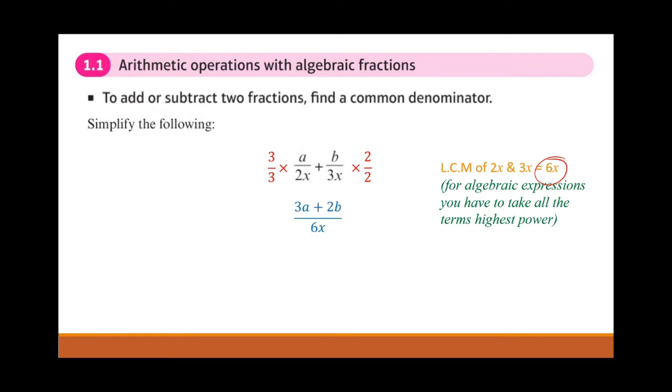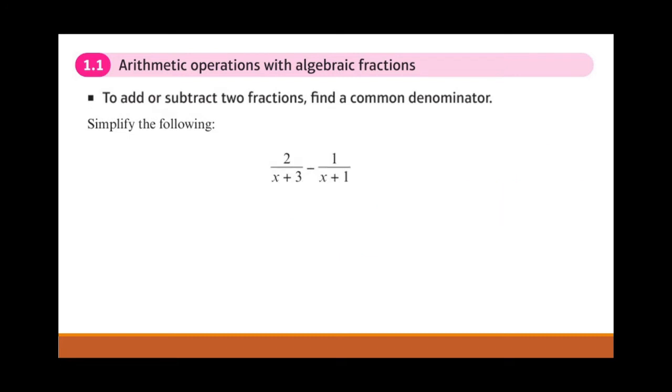And then write the denominator as a common denominator and write it as a single fraction. Multiply the numerators with the factors to get 3a plus 2b. Now once you have done multiplying, you need to check if you have any like terms in the numerator and simplify that, alright? But in this case, 3a plus 2b, there are no like terms, so that's your final answer. Now let's look at this example. 2 over x plus 3 minus 1 over x plus 1.